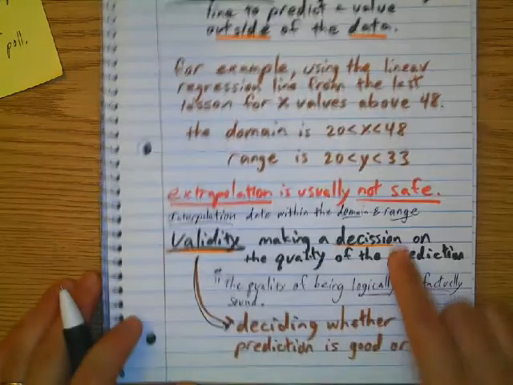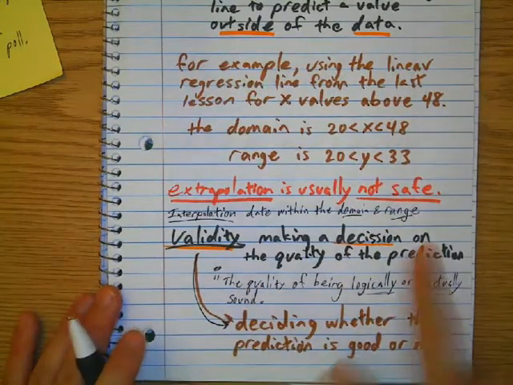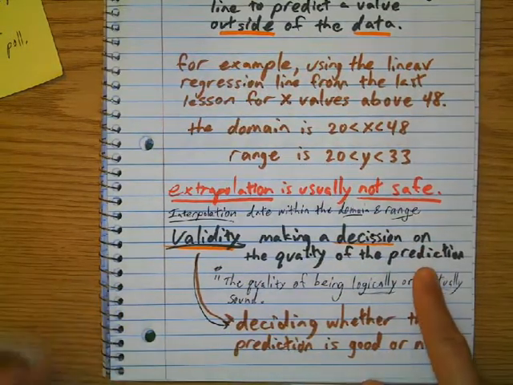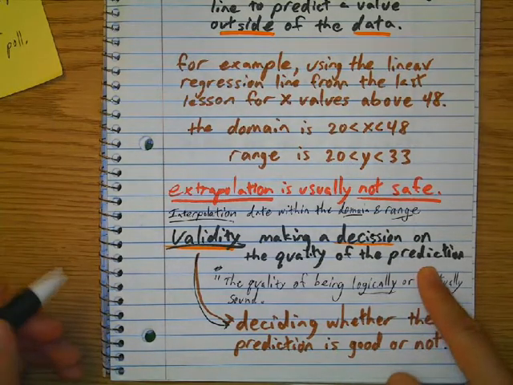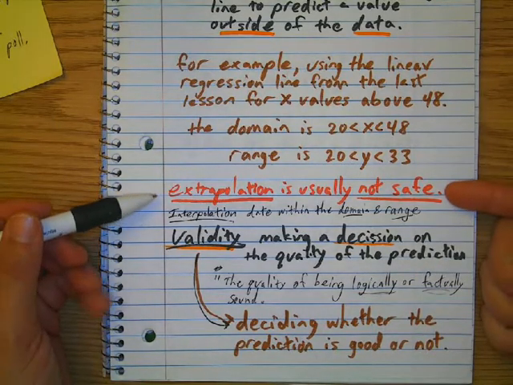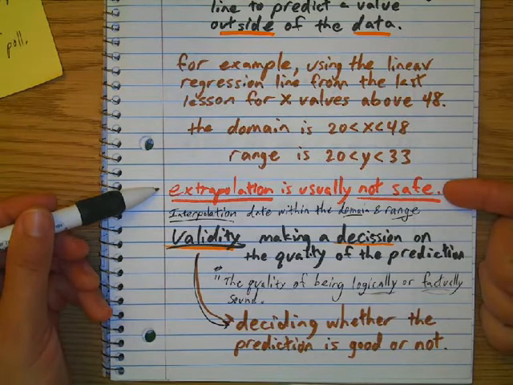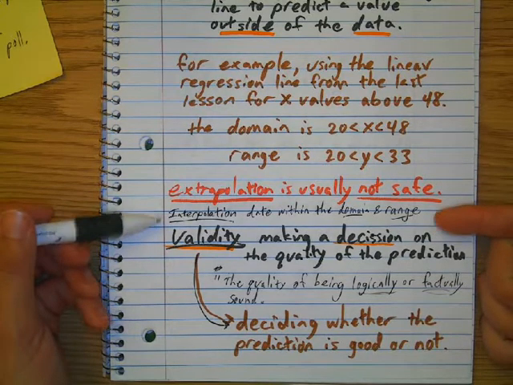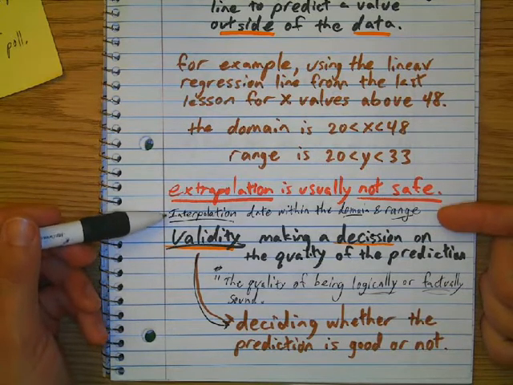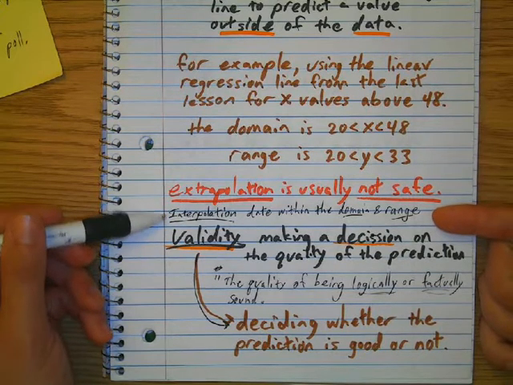Okay, so validity is making a decision on the quality of my prediction. So basically, if my equation is being used for extrapolation, the validity is not good. If I'm using the equation of the line to do interpolation, then the validity is good.